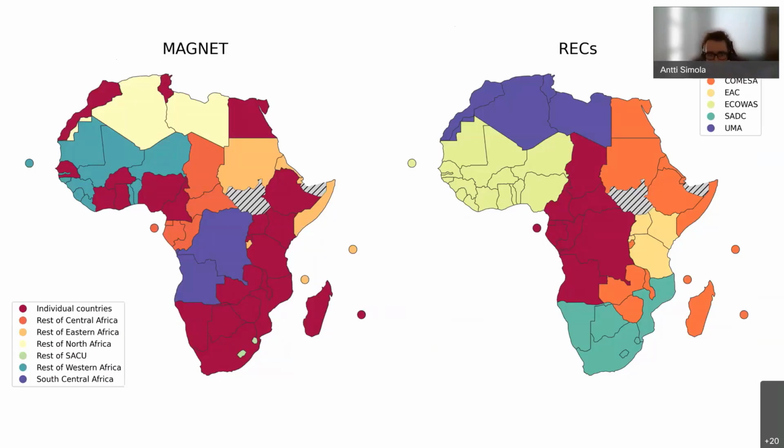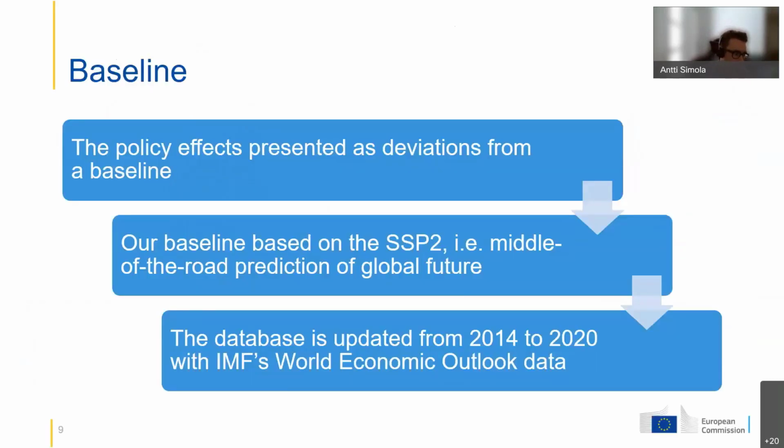On the right-hand side, there's the aggregation of regional economic communities, which we use mainly in communicating the results. It should be noted that our aggregation here deviates on a few points from the actual RECs because of some overlapping between them and the GTAP aggregation of some regions.